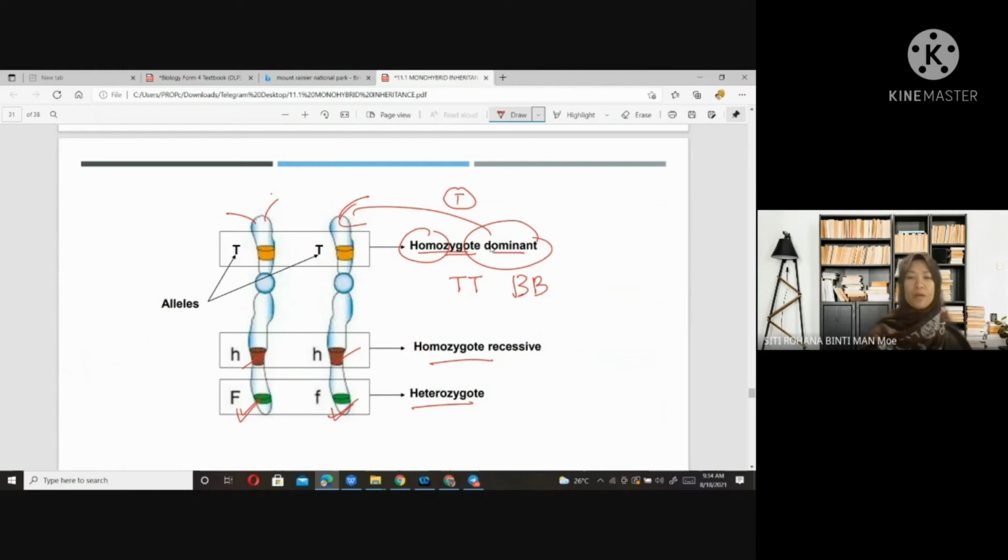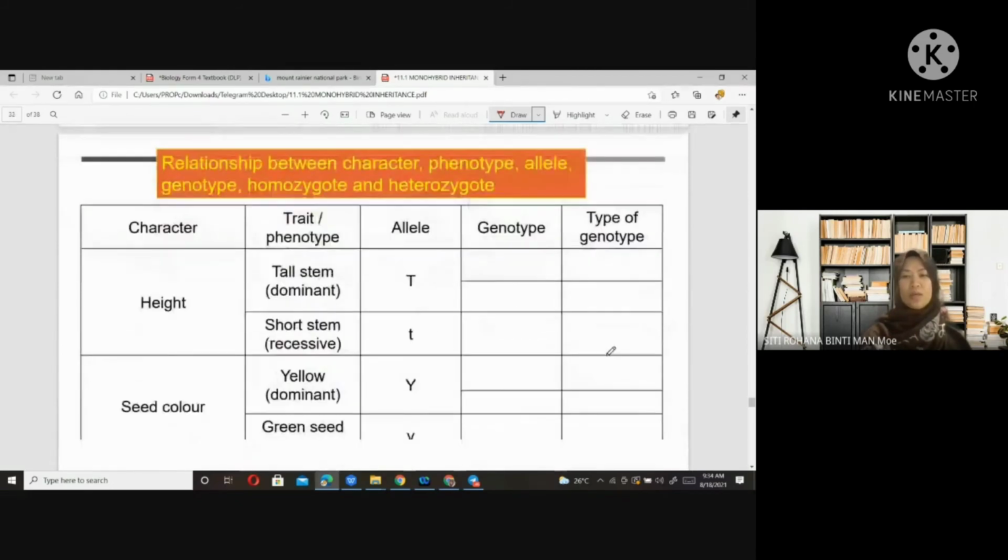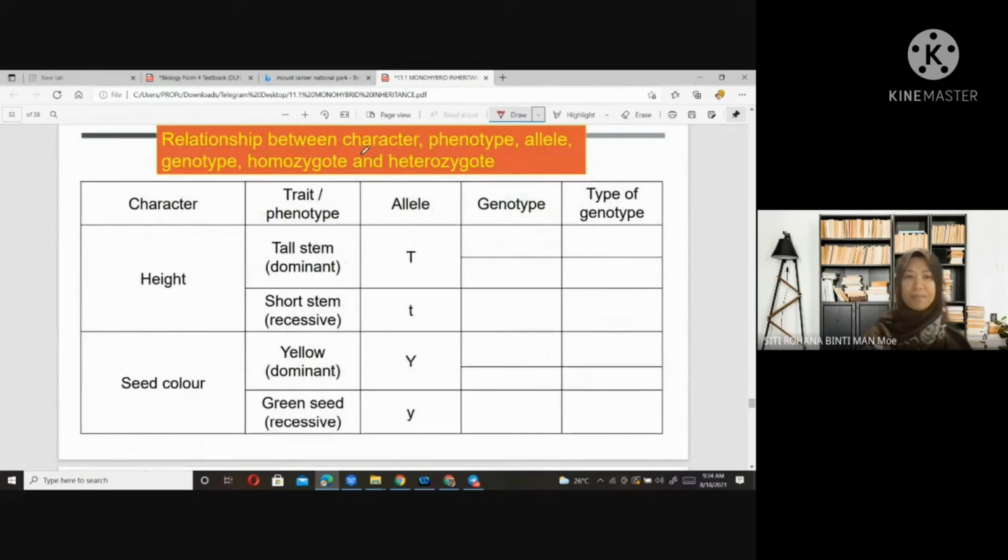Okay, nampak? So, itu cara nak faham. Homozygote, recessive. Allele recessive. Hetero different. Okay, nampak dia tak ada heterozygote dominant, heterozygote recessive. Hetero dah menunjukkan different. Okay, F, capital F, small f. Okay, so tengok kat sini. Simple sangat. Kalau dah faham berkaitan antara karakteristik, phenotype, allele, genotype, homozygote, heterozygote.